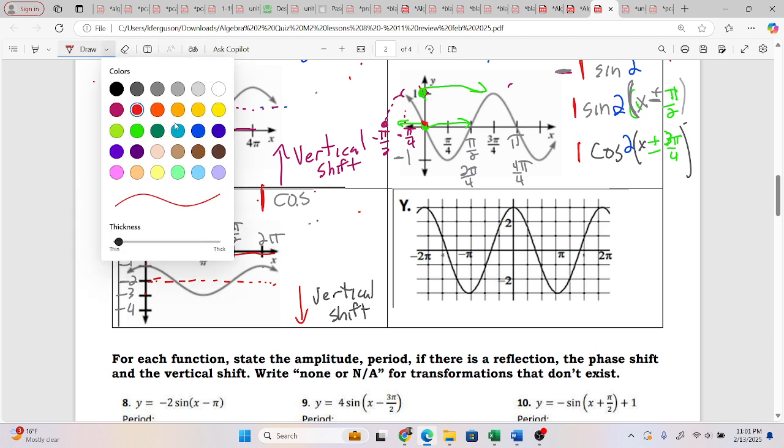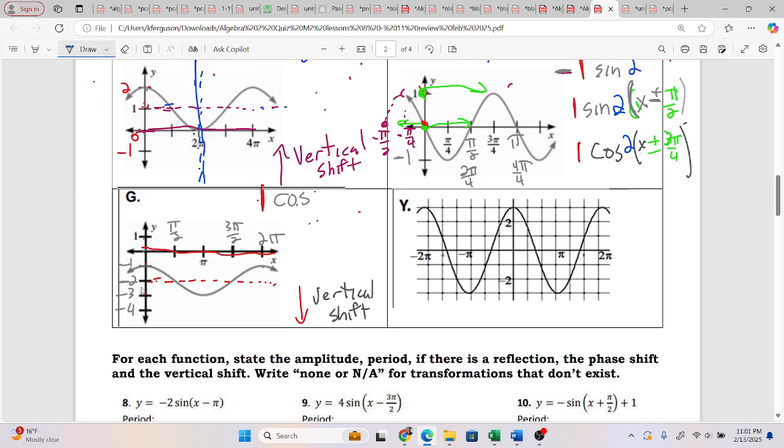Now let's see about the frequency. If I go from left to right, this is 0. I've got pi over 2, pi, 3 pi over 2, and 2 pi. Is there one complete cycle, one complete graph between 0 and 2 pi? Yes, there is exactly one complete graph. So that means the frequency is 1.